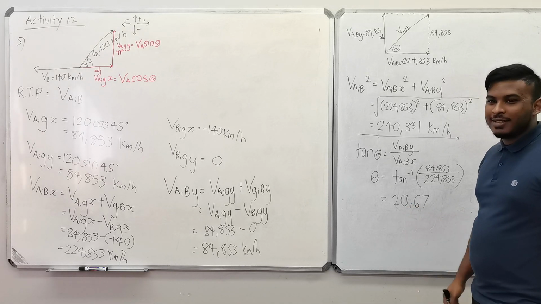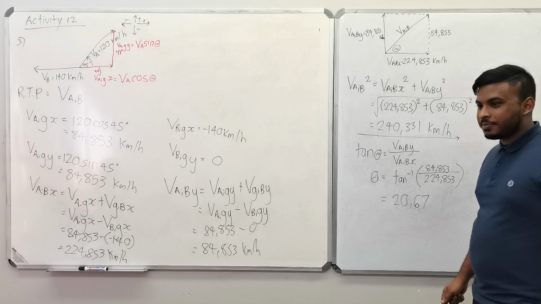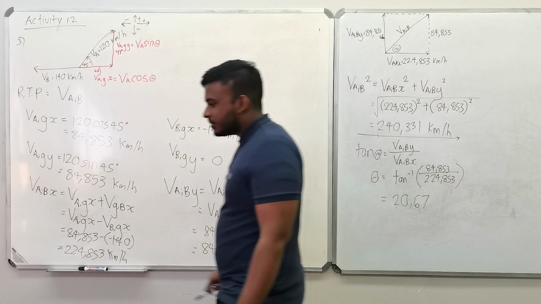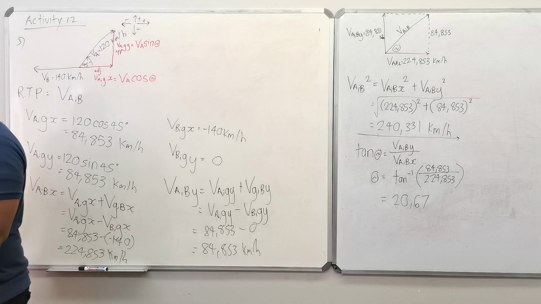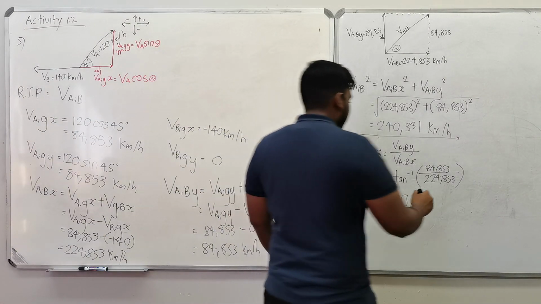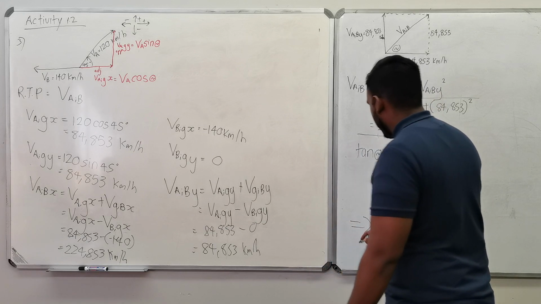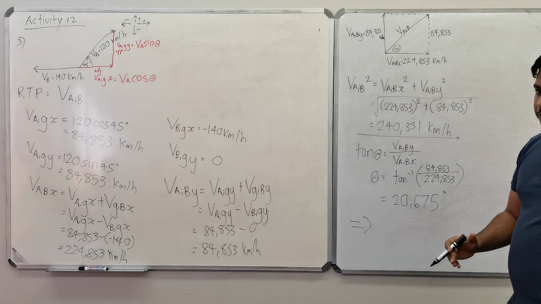20.868? 20.68? 20.675. Yeah, I got 20.675 degrees. Right? So what's your final answer? How would you write it?